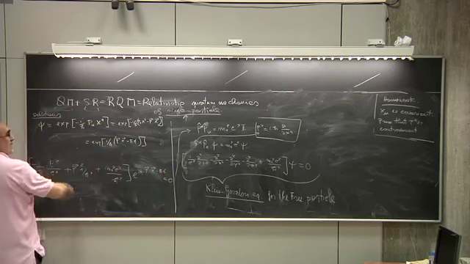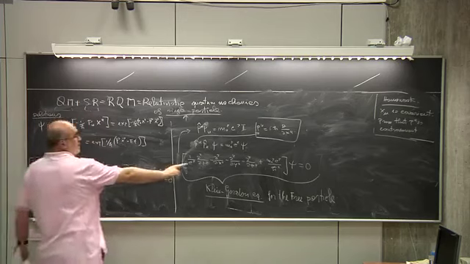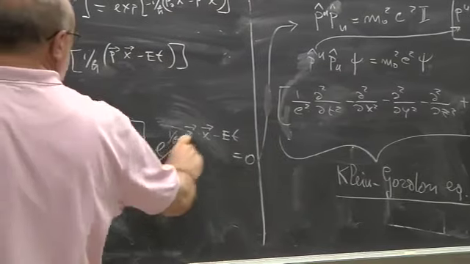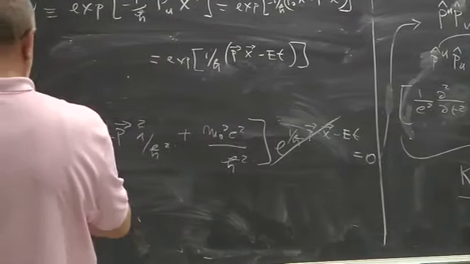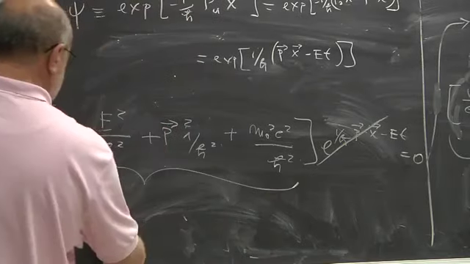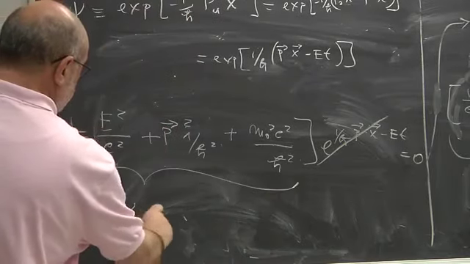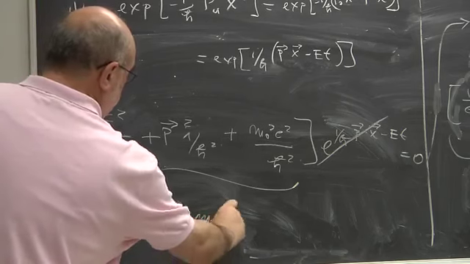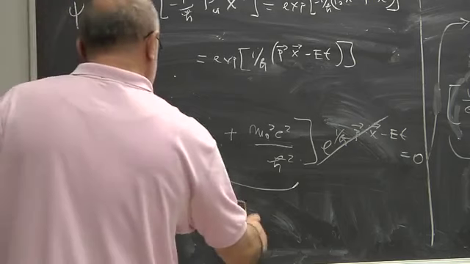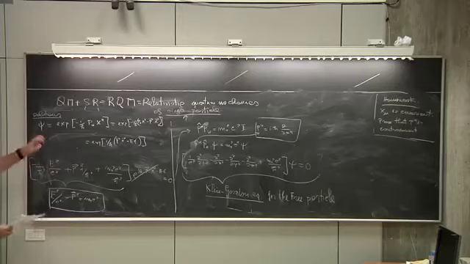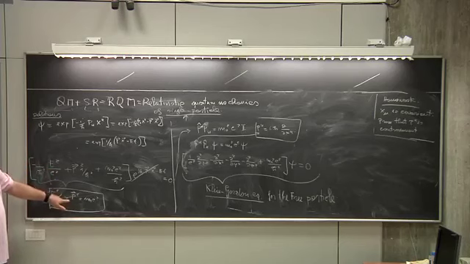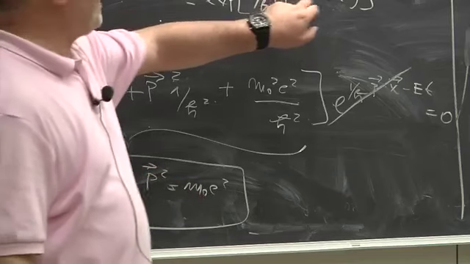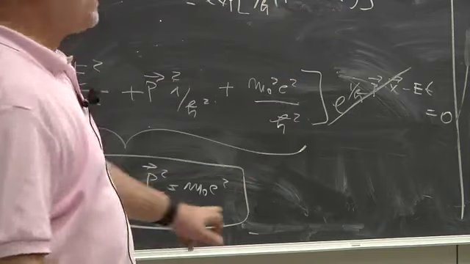So, is this a solution? I have inserted this solution in here, done the derivatives, and I get this relation. Well, this object is not 0. So this is 0 only if this quantity is 0, and it is 0 only when we are on the mass shell relation, when E and P entering here satisfy this relation.